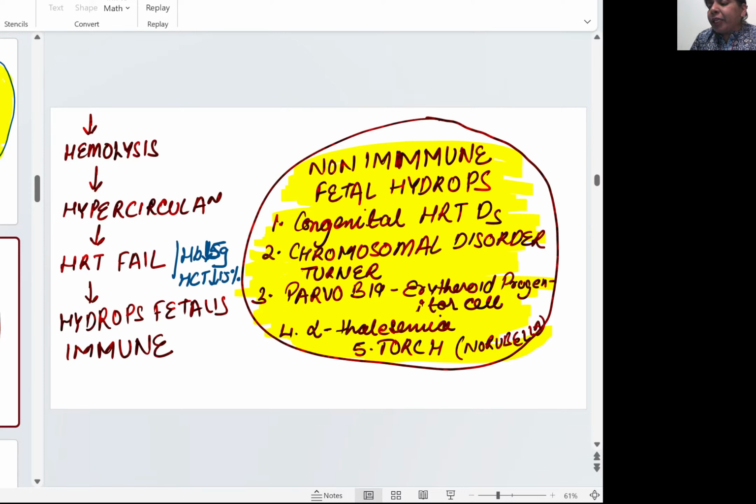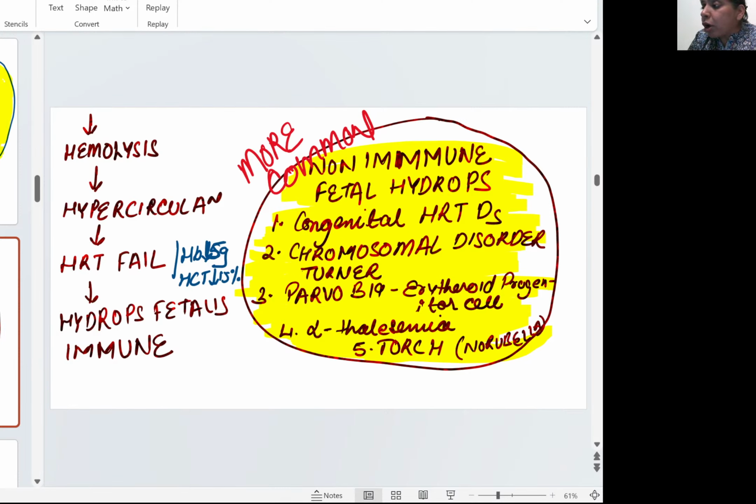I am telling you again and again that non-immune questions are asked much more than immune, because non-immune is more common. That is why questions are not asked on Rh negative. They are asking the question on non-immune fetal hydrops. To have Rh negative blood group is very rare. So focus on non-immune fetal hydrops.